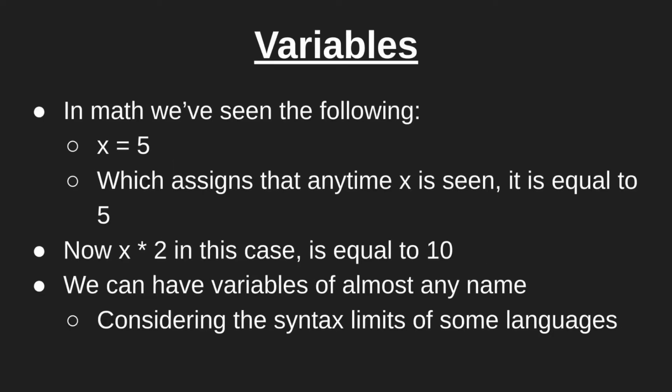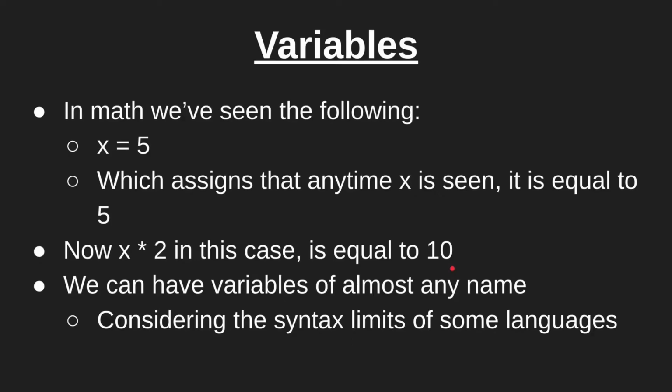So first we're going to talk about variables. I'm sure in math you've seen something like this, x equals 5. So of course that means that x then equals 5. So whenever it's seen, we know x can be replaced with 5 and we can get the proper value. So for example, x times 2 or 2x would equal 10.